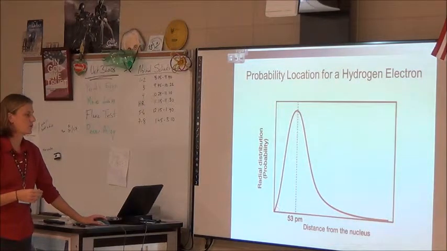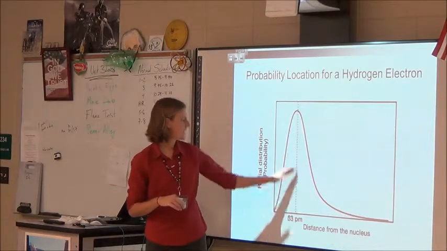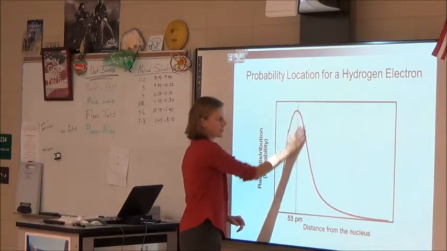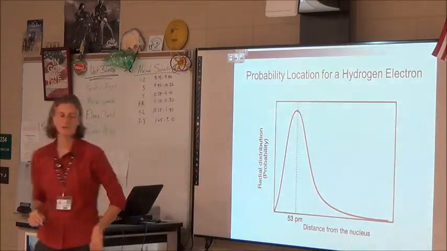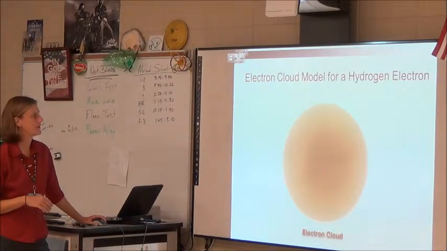All right, same with just graphing it. Most of the time, that electron is found, you know, a certain distance away from the nucleus, but obviously it's mostly in this area. So mostly in this little spherical shape outside the nucleus. Obviously it would look like a sphere.